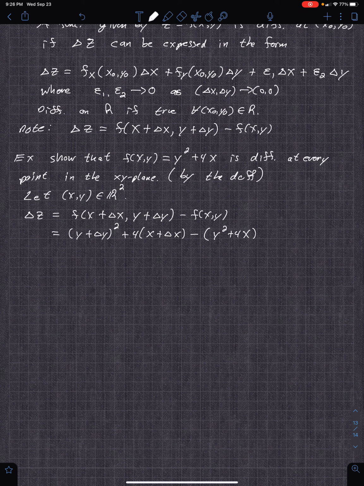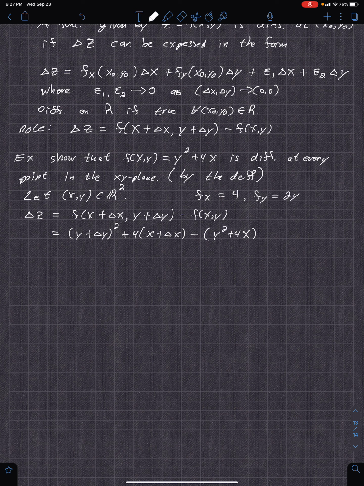Now, before you continue expanding, we want to maybe look at what is partial f with respect to x, because that's part of what we're trying to show. We're trying to find those. So partial f with respect to x is just going to be what? That's just going to be 4, and then partial fy, what'll that be? That's just 2y, yeah.